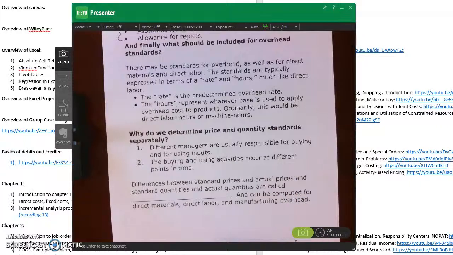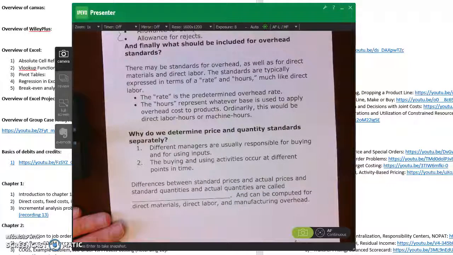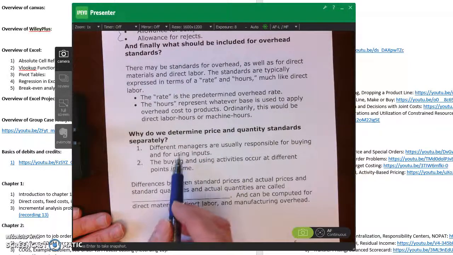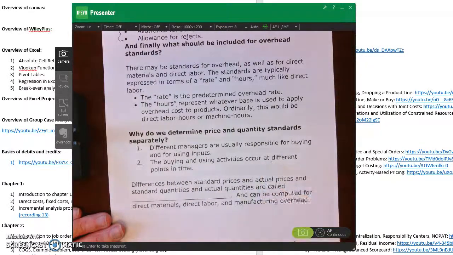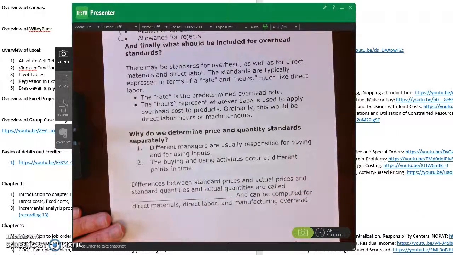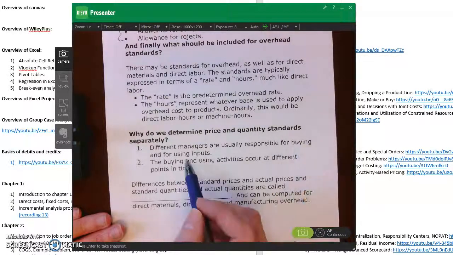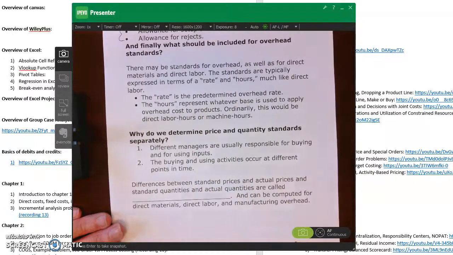Now we get into why do we want to determine price and quantity standards separately. Now, this is important because different managers could be responsible for buying units, and a different manager could be responsible for using those units. And those two activities could occur at two different points in time. So if we think in terms of purchasing the raw materials and then using the raw materials, this would be a purchasing manager, for example, and in terms of using the raw materials, it would be the production line supervisor.